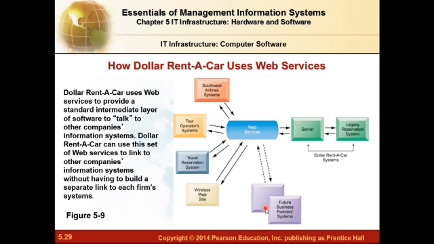Look here for the illustration of the web service. The Dollar rent-a-car system provides a standard intermediate layer to talk to other companies like the Southwest Airline System, Tour Operator System, and Travel Reservation System. For the other systems, they use web services to link to other companies. So with web services, the rent-a-car system doesn't have to build a separate link to each firm's system. It can be integrated together.